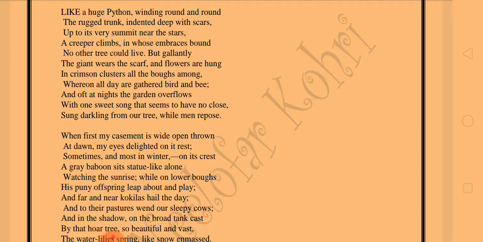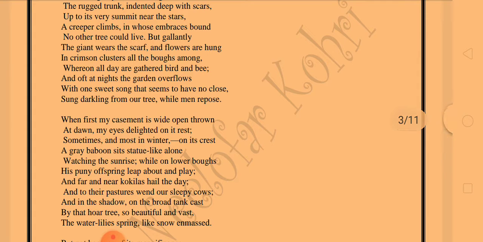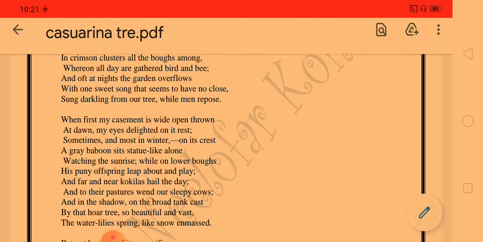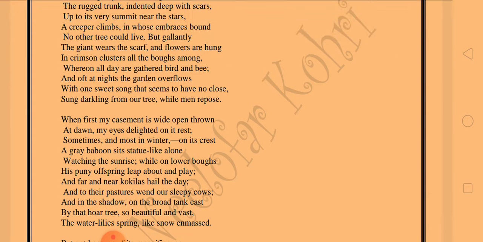And flowers are hung in crimson clusters, all the boughs among. Flowers are also hung in groups of red color, crimson, the red color of the sunset. That is the crimson color. It's a very beautiful color, a red and orangish shade, among the boughs.